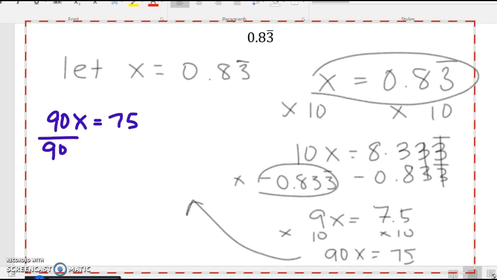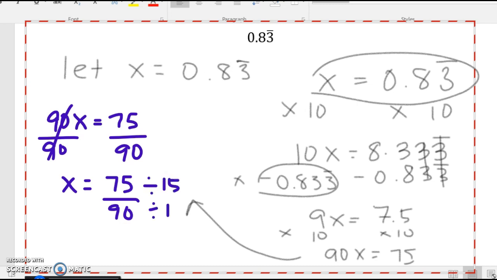We're now going to divide both sides by 90. That cancels, and you're left with x equals 75 over 90. And then you're going to simplify. I would divide each of them by 15, so you can get this into simplest form. 5/6, and that's your answer.